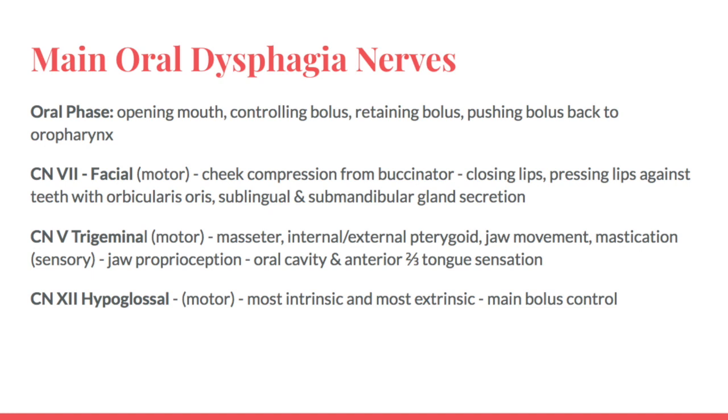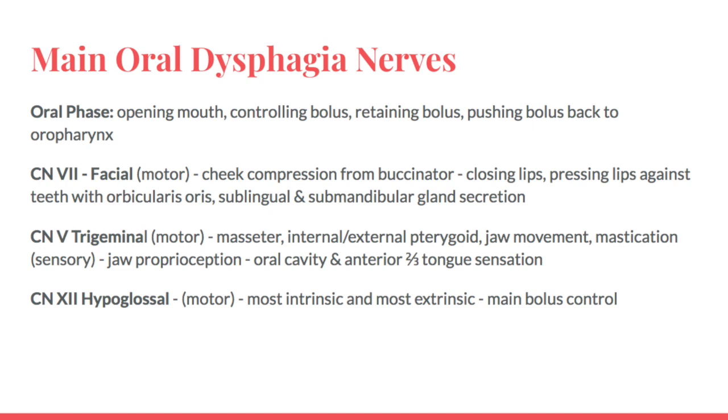The trigeminal nerve is going to help with motor and sensory aspects of the oral phase. For mastication, the trigeminal nerve is going to help with moving the jaw up and down, side to side, by innervating the masseter and internal and external pterygoids. The sensory nerve is going to help for jaw proprioception, knowing where it's at, and also perception of the bolus inside the mouth, inside the cheeks, the back 2/3 of the tongue, and it's also going to help push the food back and initiate the swallowing phase by pushing the tongue up and back.